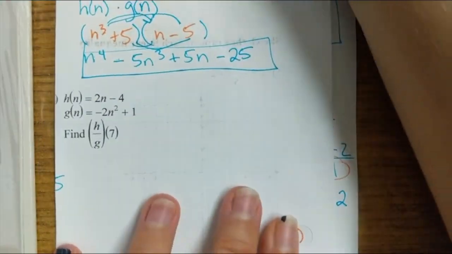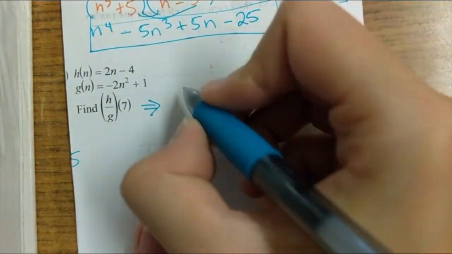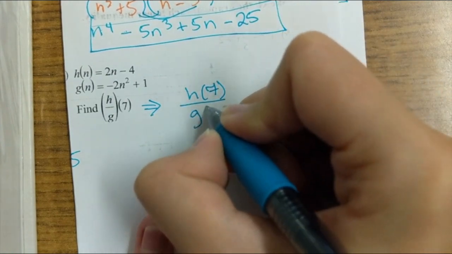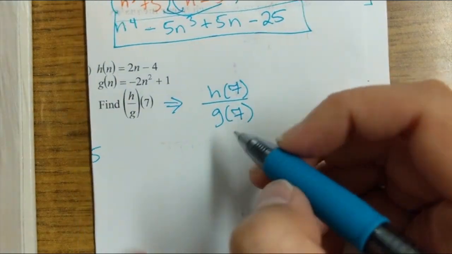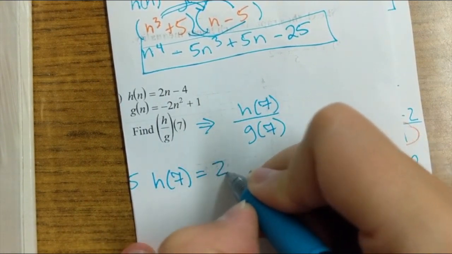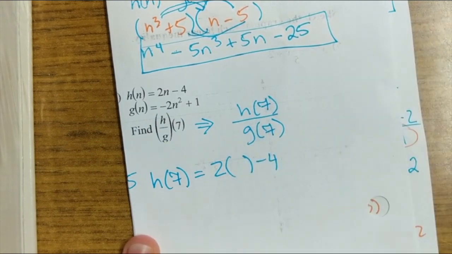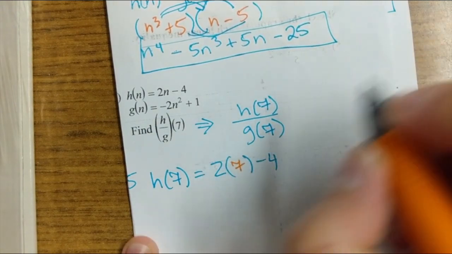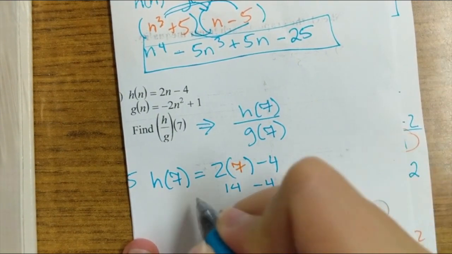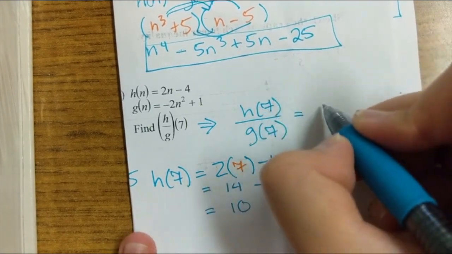Okay, h over g of 7. This is the same as h of 7 over g of 7. So let's first find h of 7. 2 times something minus 4. All right. This is 14 minus 4, which is 10. Awesome. So h of 7 is 10.